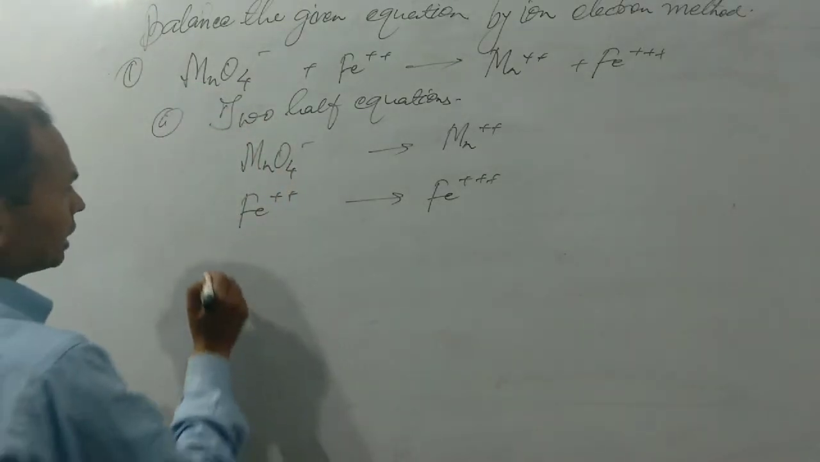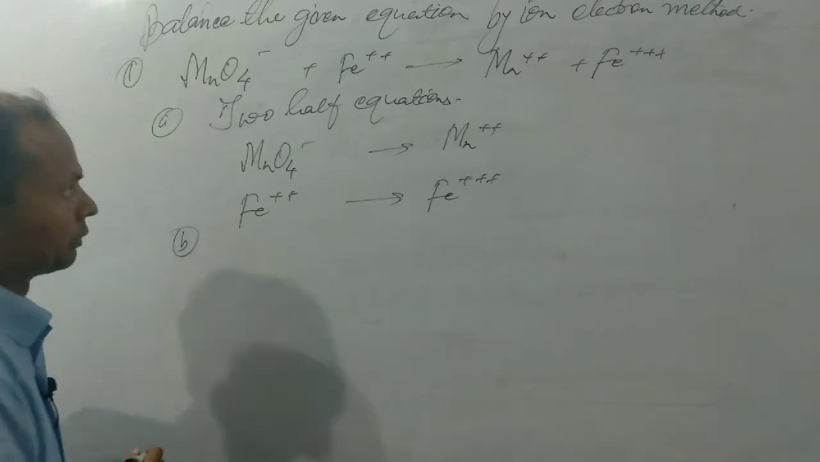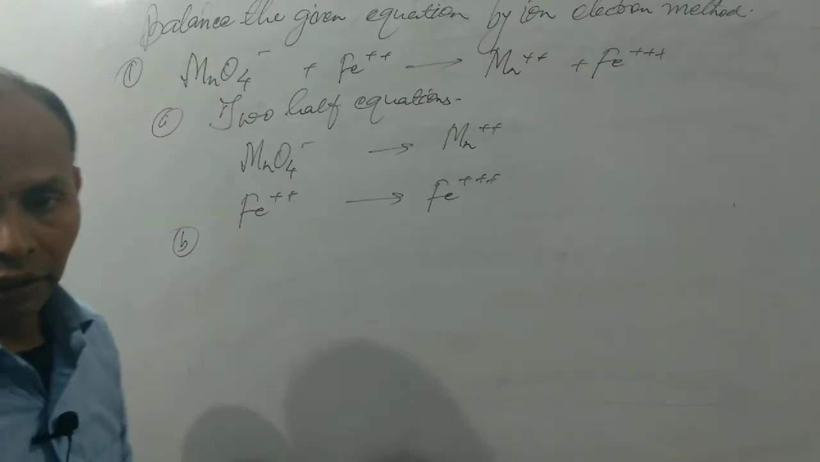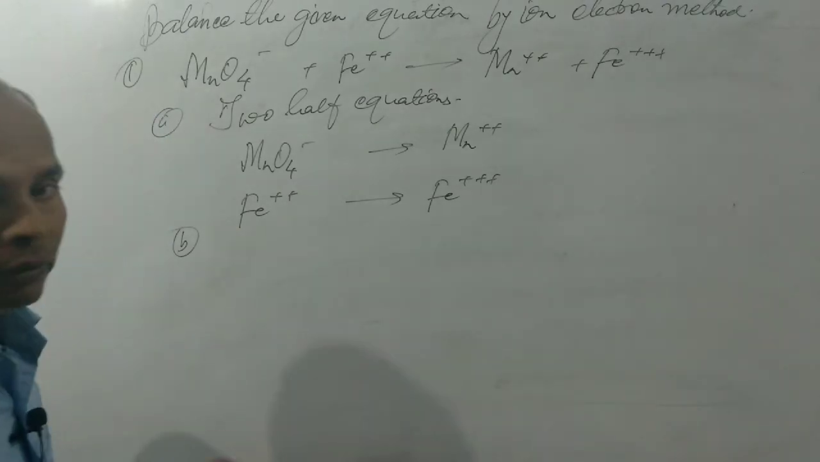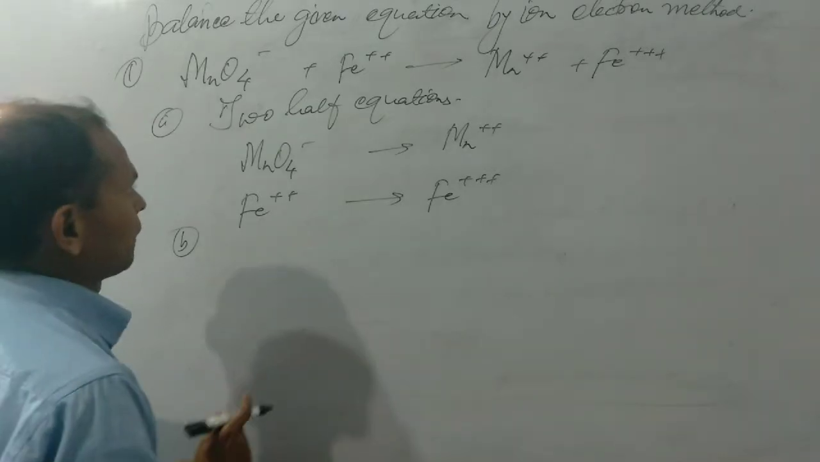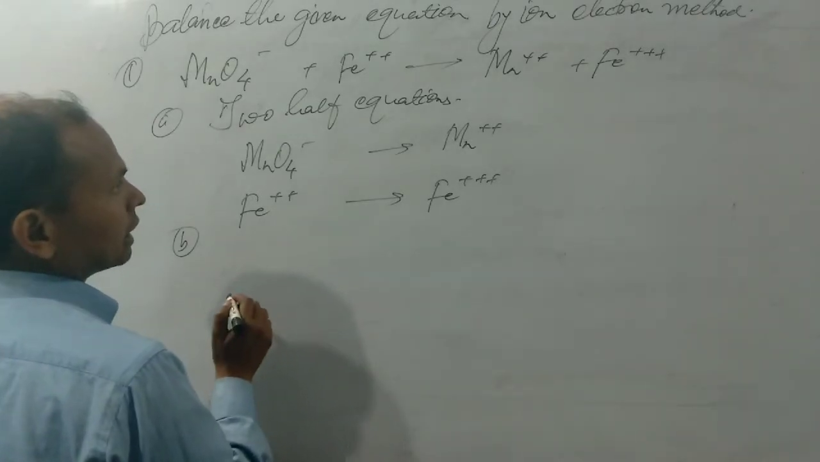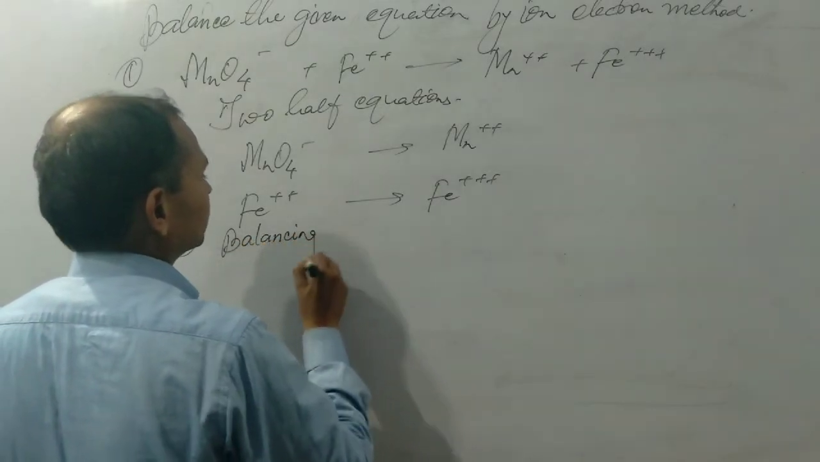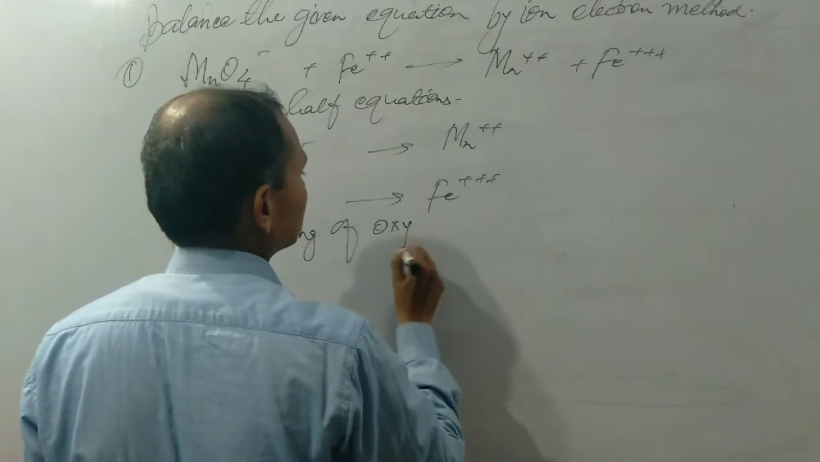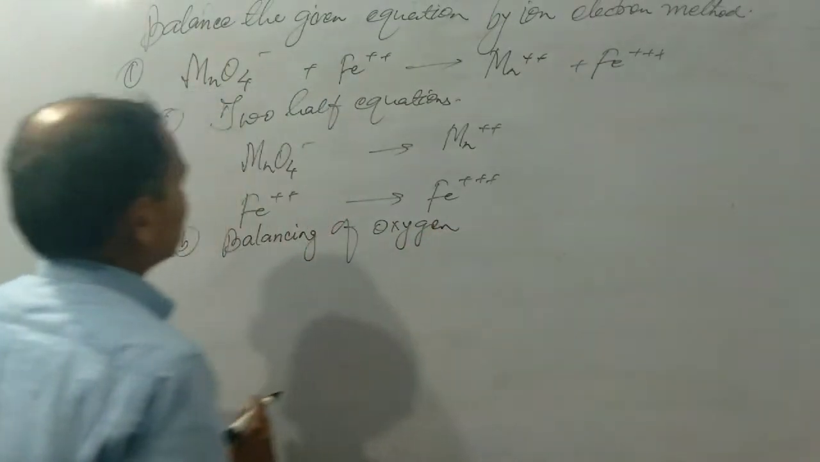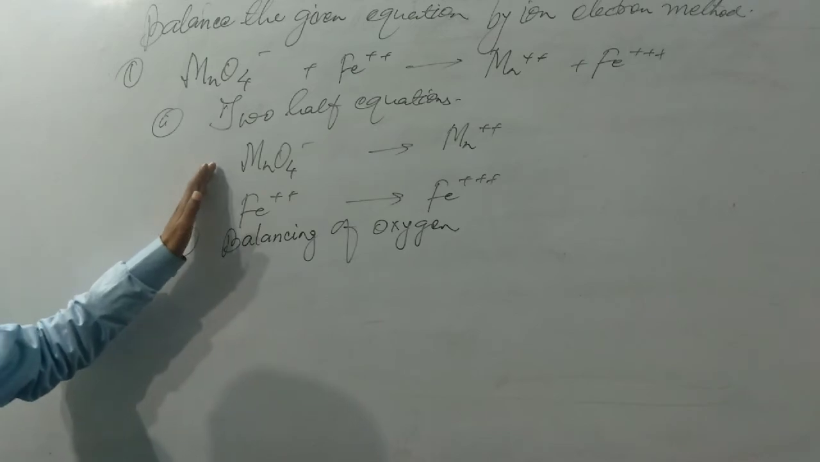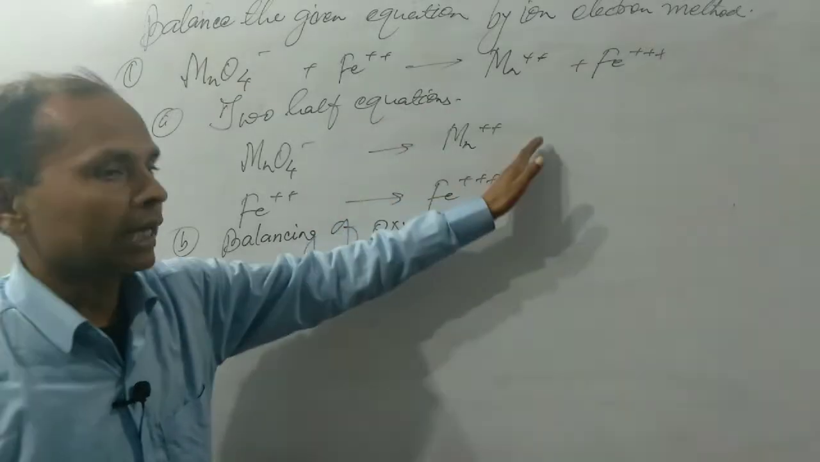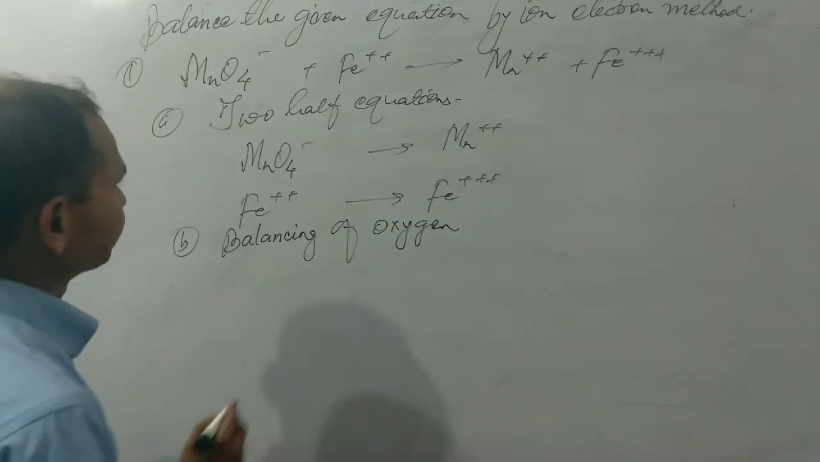Another step will be represented as B: we have to balance oxygen atoms. In order to balance oxygen atoms, water molecules are added to the side where oxygen is deficient. So in the second step we write balancing of oxygen. Four oxygen atoms are present on the left side, that is the reactant side. So we can write four molecules of water on the right side, the product side.